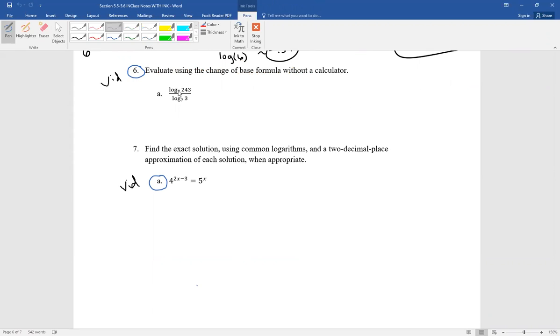Well, obviously, if this was a calculator, why would they have even chosen base 7? Because we don't have that base on our calculator. What you do notice is that the top base is the same as the bottom base on this log. That means you can do the change of base formula backwards.